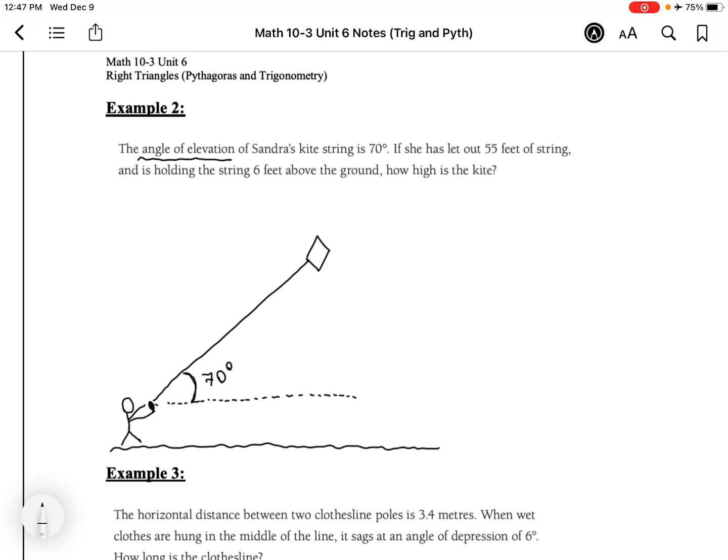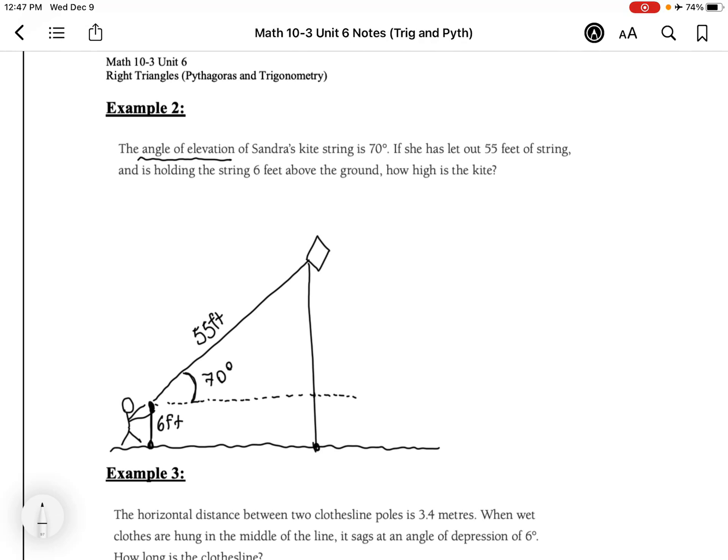If she lets out 55 feet of string, that means the string from her hands to the kite is 55 feet. So this over here is 55 feet. And she is holding the string 6 feet above the ground, so the distance from here to here is 6 feet. How high is the kite? What we're being asked for is essentially, what is this height?